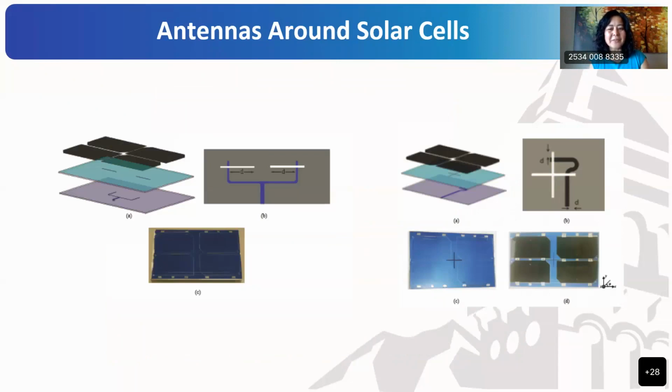Okay, so I already predicted this one earlier for you. The next way to do integration is to put the antennas around the solar cells. Let them not touch, okay? This is made possible because when we assemble a solar panel, the cells are individual, cell by cell. There's always some gap in between cells. So that gap, we ask ourselves, how about we put antennas there?